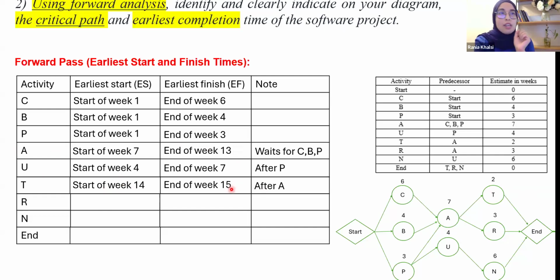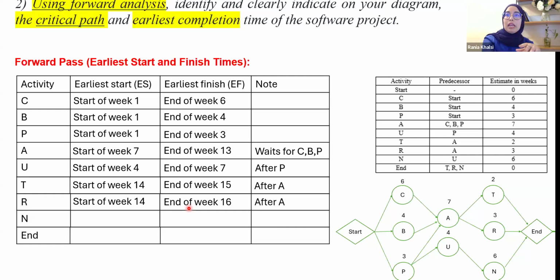of week 15. Next, activity R, with the same thinking. We look for what comes before activity R. We have activity A, which finished at the end of week 13. Same as T, we start at the start of week 14, because both of them come after A. How long? This will take 3 weeks. So the earliest finish for activity R is the end of week 16.